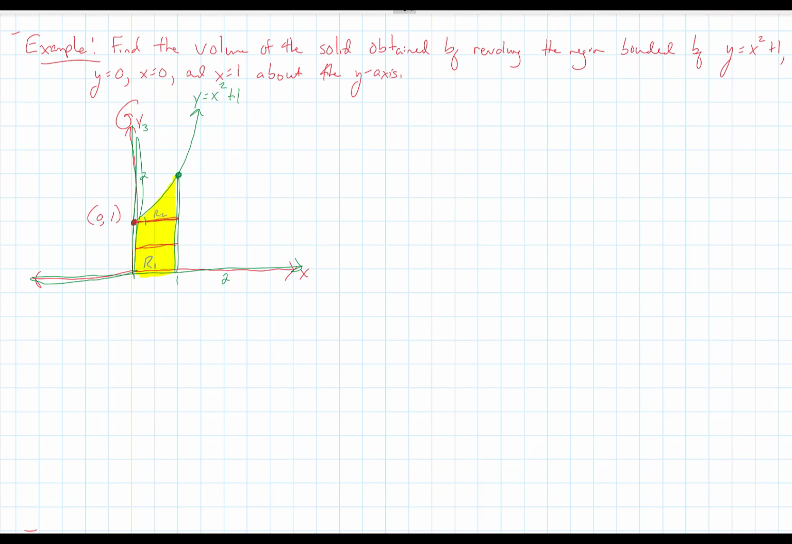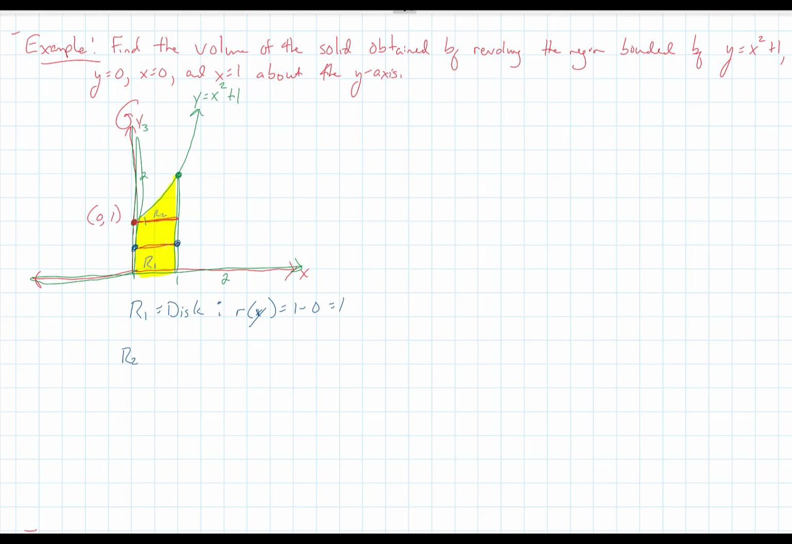If we look at region 1, this is going to be our simpler case because R1 is going to be a disk. That means we only have one radius. So our radius for R1 is just going to be the distance 1 minus 0, which is 1.